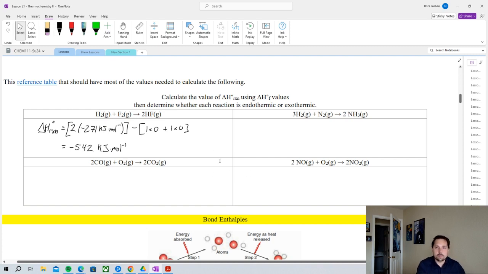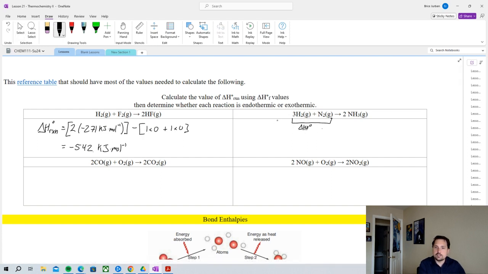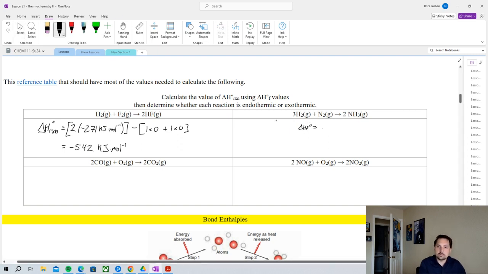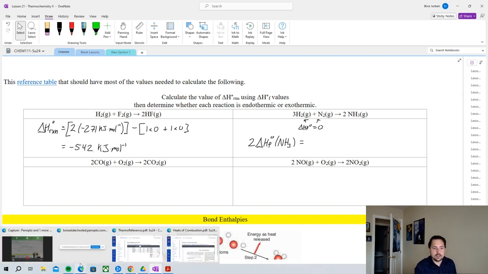All right. The next one is hydrogen and nitrogen to form ammonia. Again, we have these right here. These are already the standard states. So this is essentially twice the heat of formation of ammonia. So both of these equal 0. So this is 2 times the heat of formation of ammonia. And so we can just look that value up in the table.